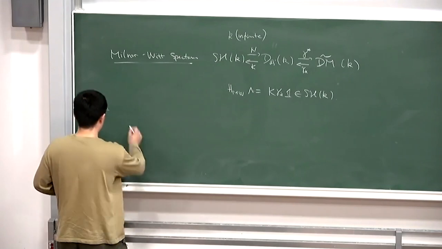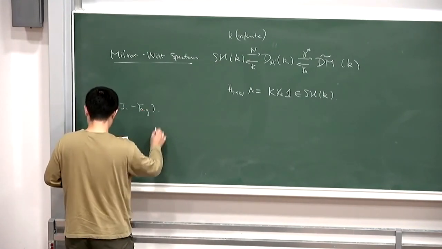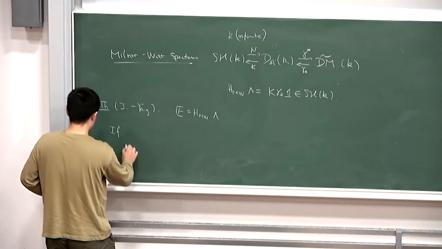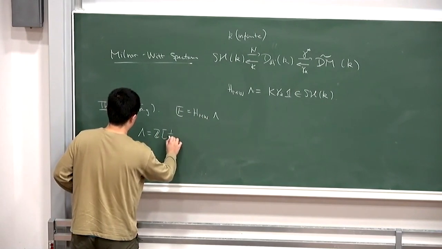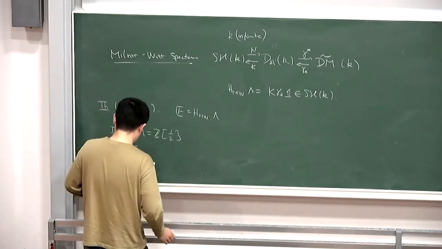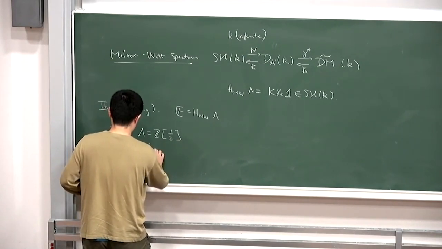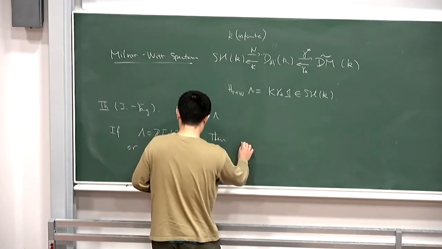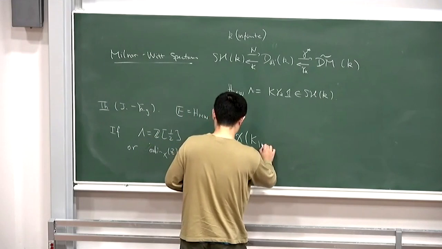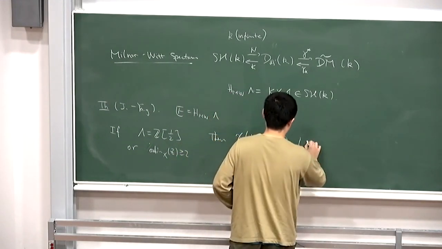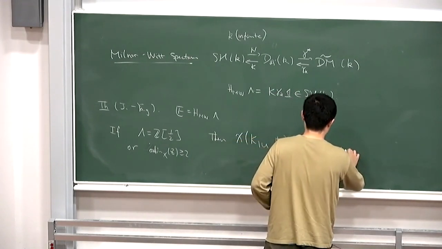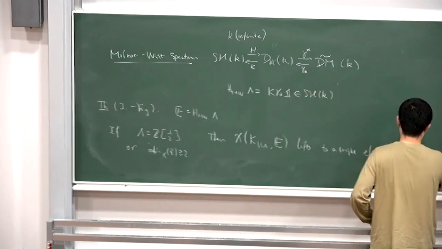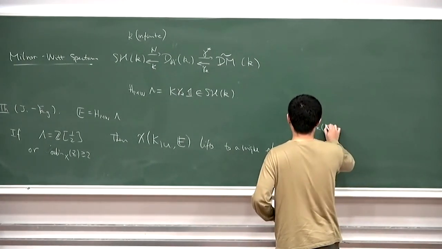And so here is our theorem. We take E to be H motivic of lambda. And we show that if lambda is either Z[1/2], or if the codimension of X over Z is at least 2, then this Euler characteristic over U lifts to a unique element in E of X. We call this the rank of K with values in E.